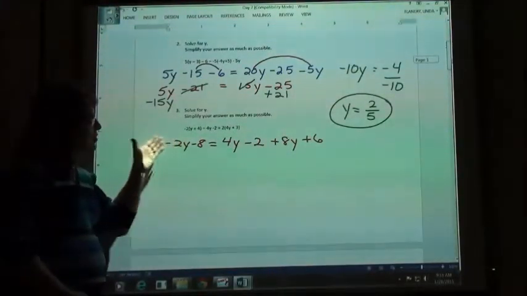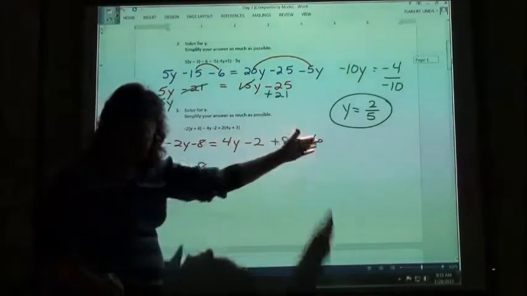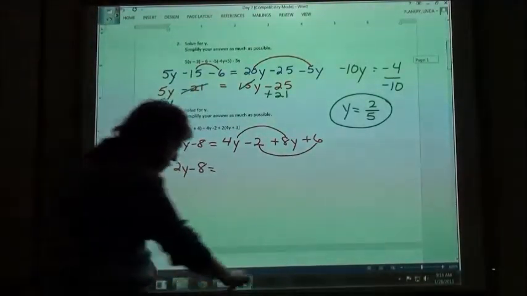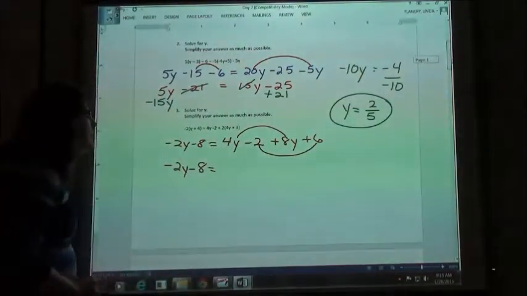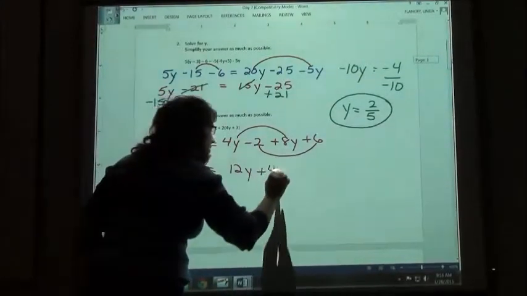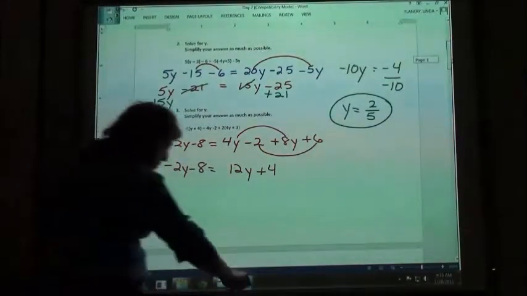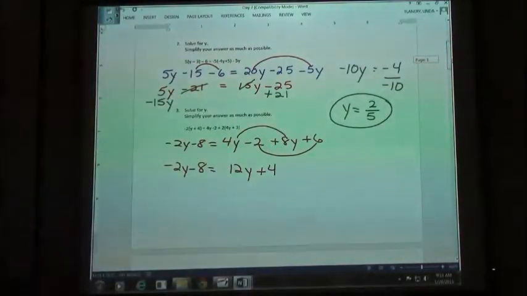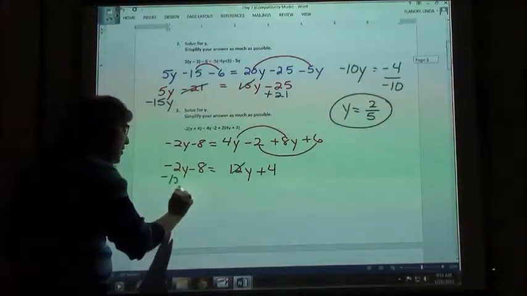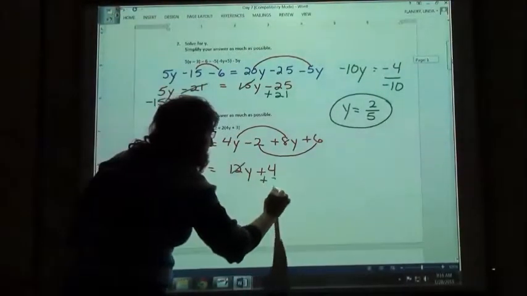Just two terms on this side, so I'm not going to do anything with that side. But on the other side, I've got 4 terms. I can combine both my y's and my numbers. And so if I do that, I'm going to get 12y plus 4. Now I've got it down to where I have 2 terms on both sides. I want to move my y's to the left and my numbers to the right, so I should do what next? Minus my 12y and plus my 8, exactly.